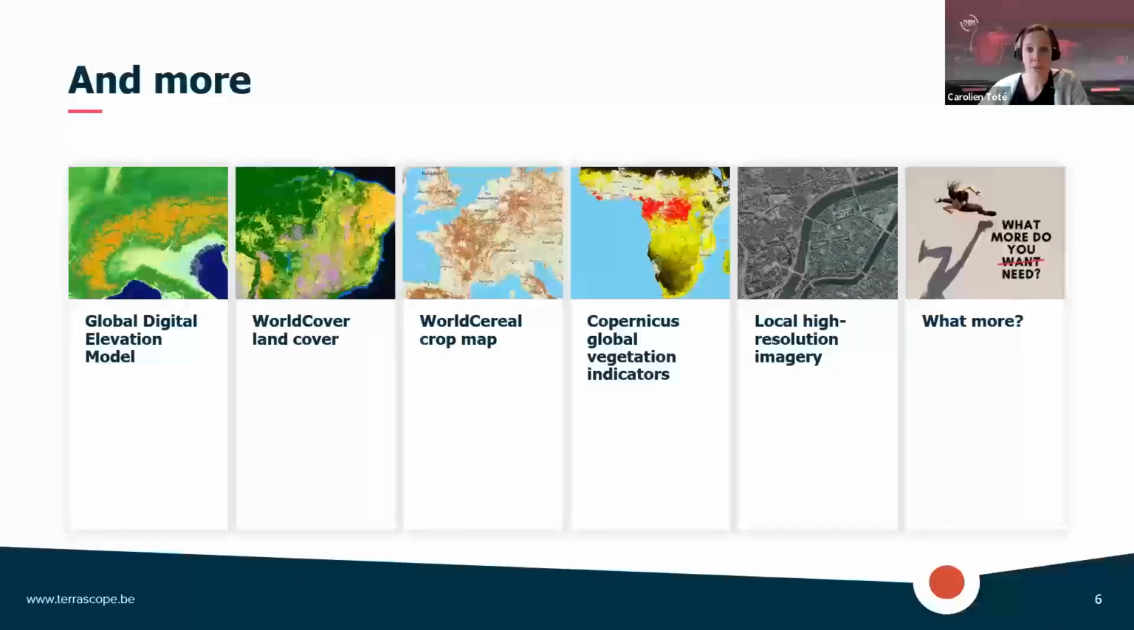Other products on Terrascope include a global digital elevation model, the global land cover maps at 10-meter resolution from WorldCover, and Sentinel-1 and Sentinel-2 yearly composite maps, the WorldCereal crop map of 2021. There are global vegetation indicators from the Copernicus Global Land System that are currently also derived from Sentinel-3. There is local high-resolution imagery and much more.